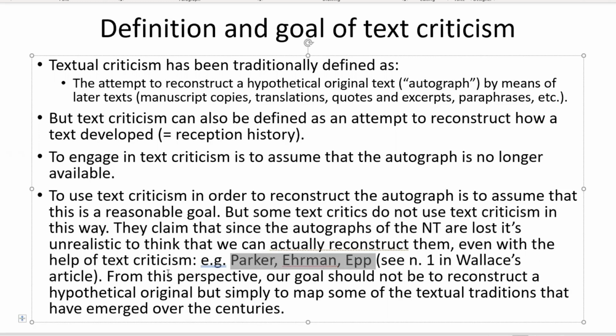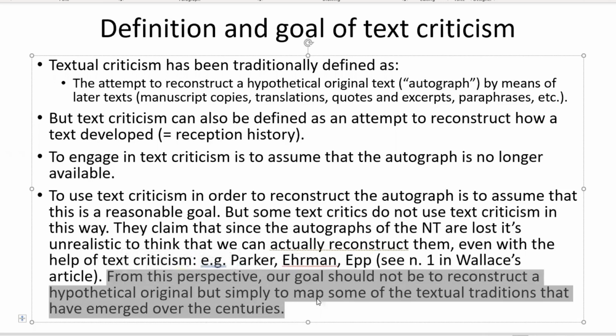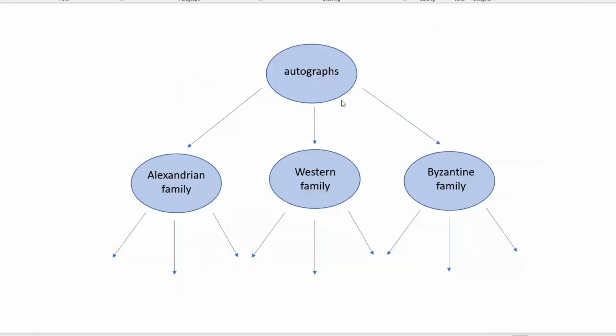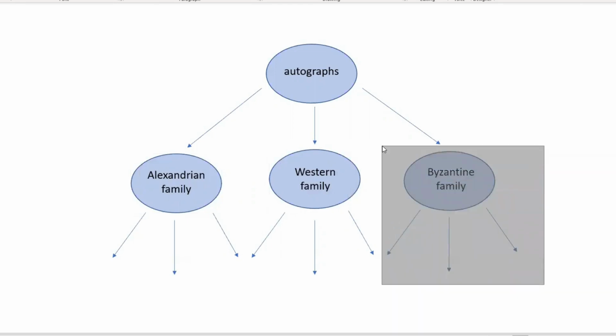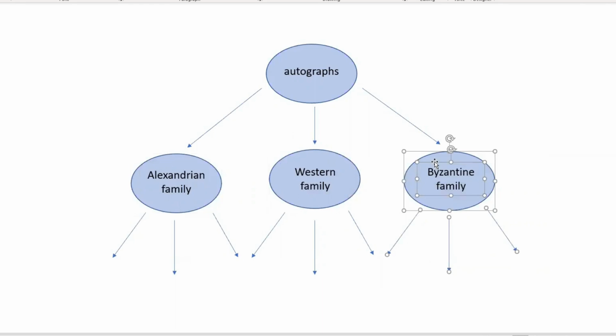Now, from this perspective, our goal should not be to reconstruct a hypothetical original, but simply to map some of the textual traditions that have emerged over the centuries. So what they're saying is that we can't get back to the autographs. What we can do is chart some of the text traditions that emerged over the years, right? You've got the Alexandrian family of manuscripts, the Western family, and the Byzantine family. And we can try to explore which came first, how things developed, all that sort of thing.